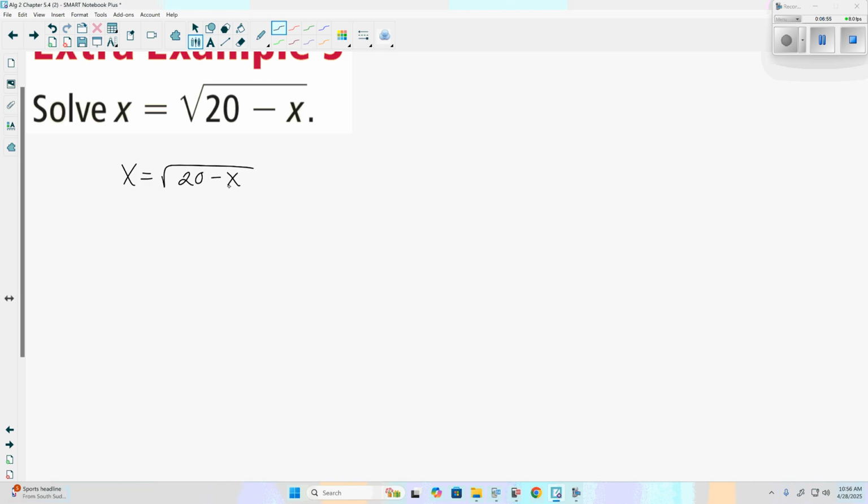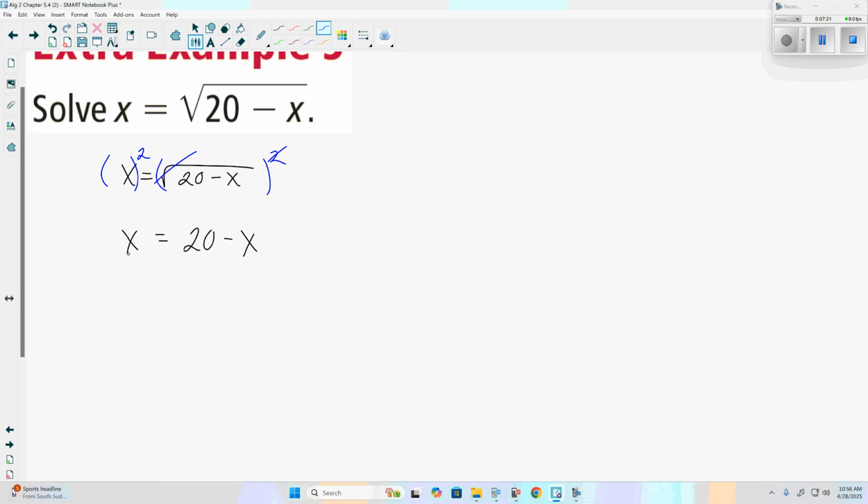Okay, let's look at another one. x equals the square root of 20 minus x. There is one radical. Luckily, it is by itself, so we can go on to step 2 and put both sides to the nth power. Well, the nth power in our case is 2. And again, just like the last one, square root and square will cancel, leaving us with 20 minus x on the right.